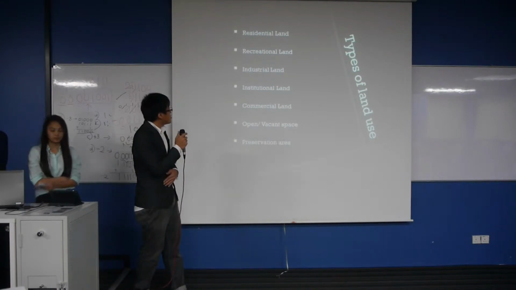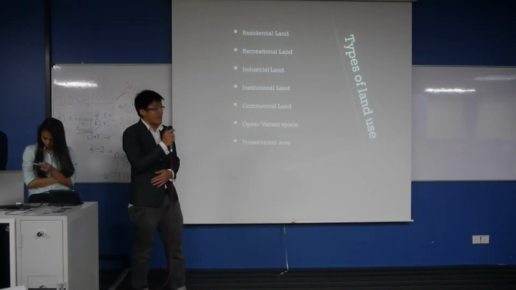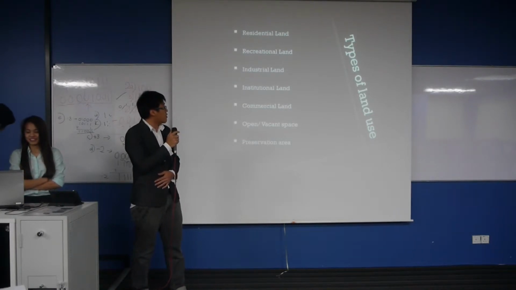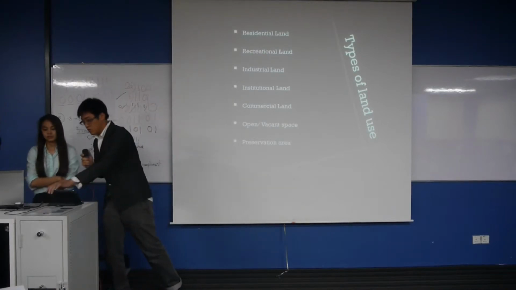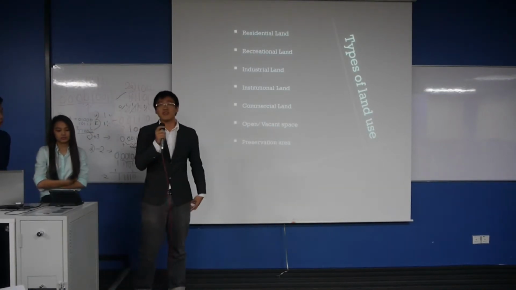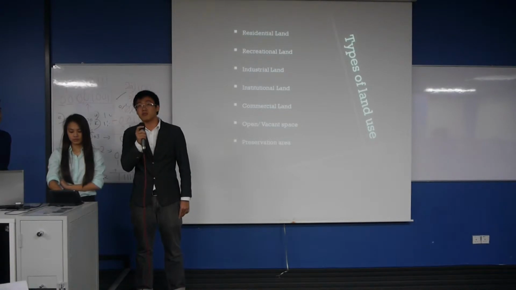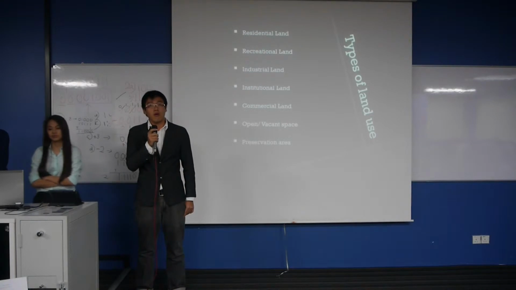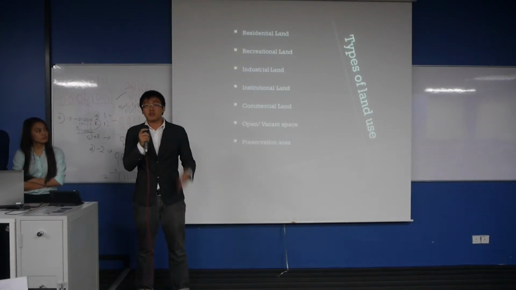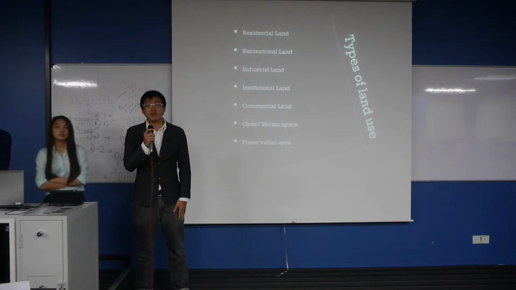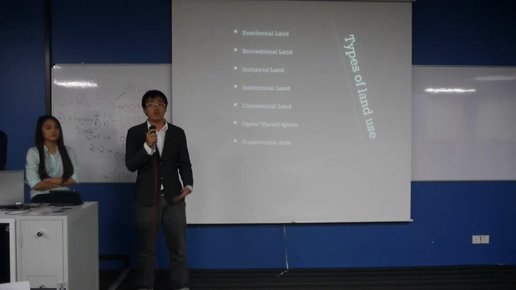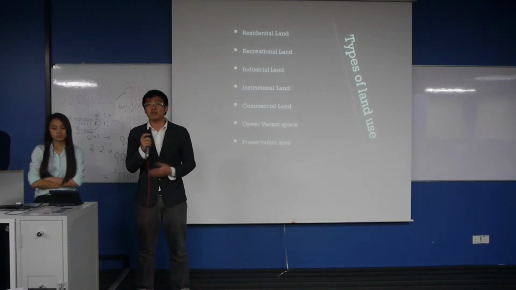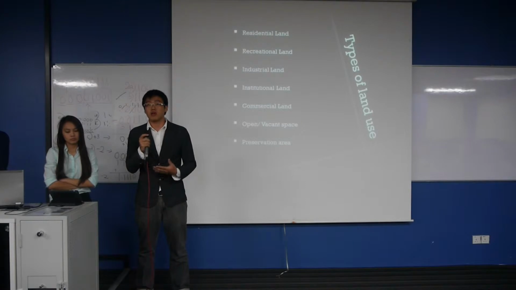The next one will be institutional lands. Institutional lands, they're going to build as government centers, such as government buildings and everything like that. And for the commercial lands, they will use it for banks, or places where they're going to make money, or store markets.